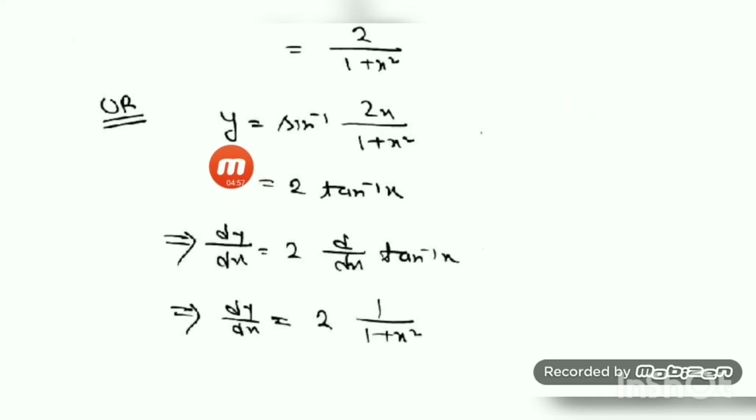So here y is the same question I have taken again, sine inverse of twice x by 1 plus x square. So if you remember, this is the formula of 2 tan inverse of x in terms of sine. So in the place of this one, I can write down 2 tan inverse of x. You see, this question simplified to a very simple form.